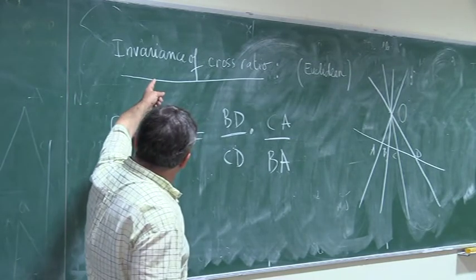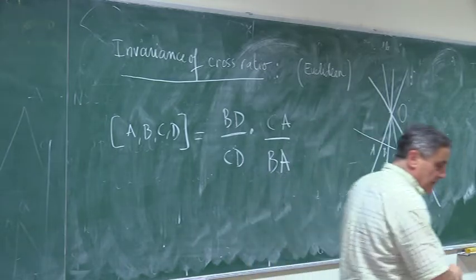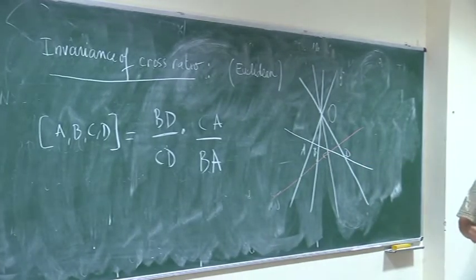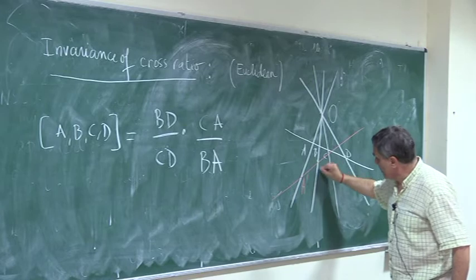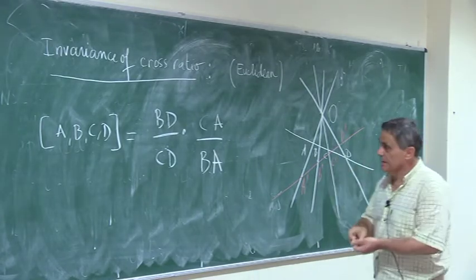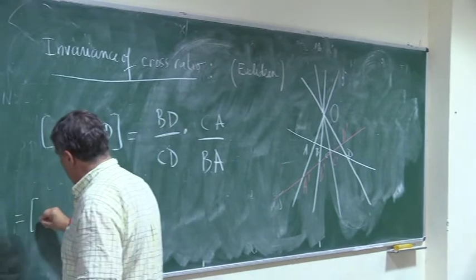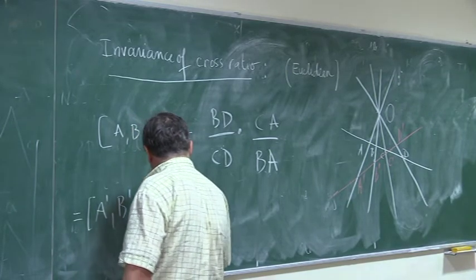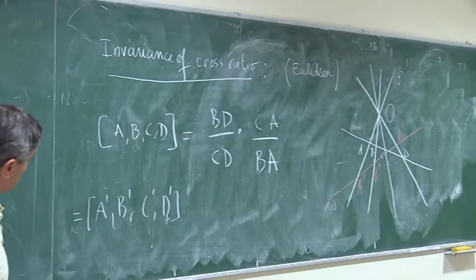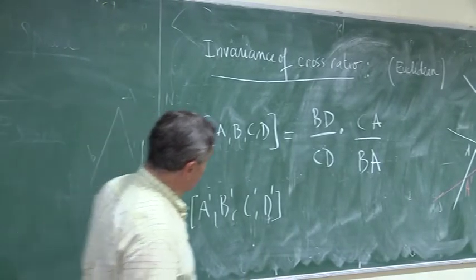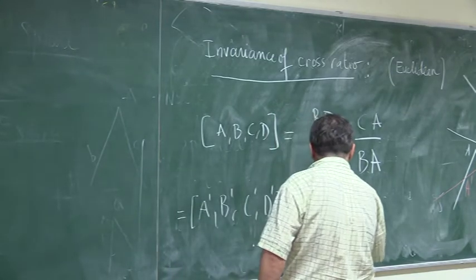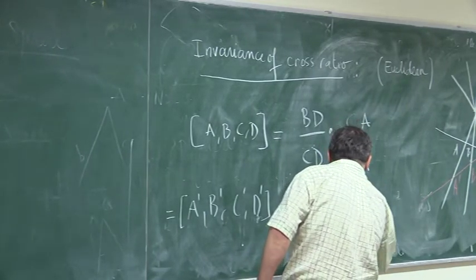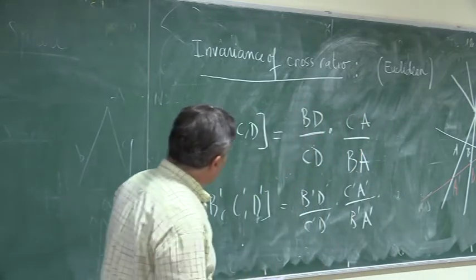And the theorem here, the invariance of the cross ratio, tells you that if I take another line which cuts these 4 lines in A prime, B prime, C prime, D prime, then this is equal to the cross ratio of A prime, B prime, C prime, D prime, which is B prime D prime over C prime D prime times C prime A prime over B prime A prime. This is the invariance of the cross ratio.